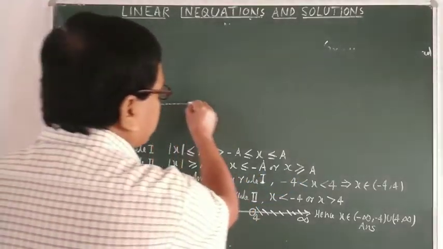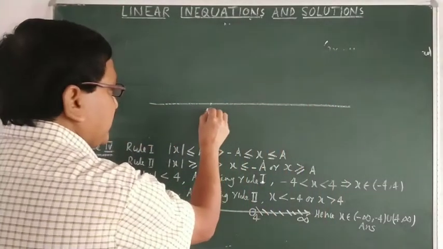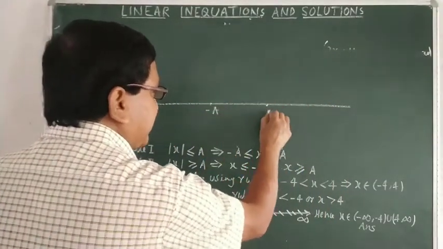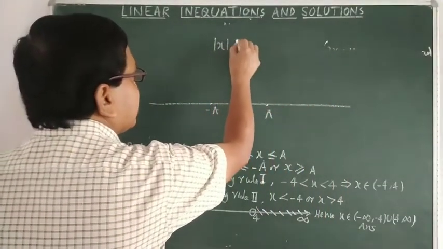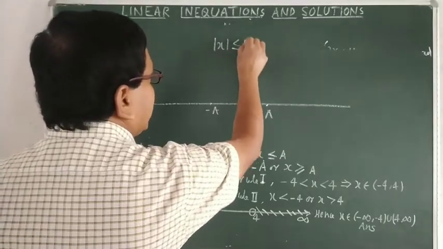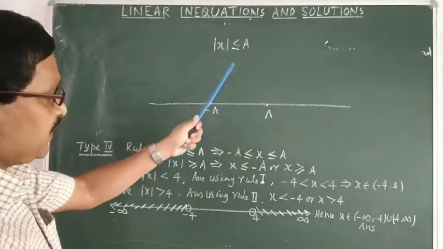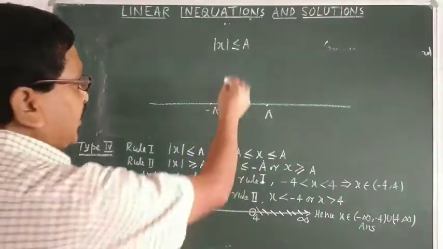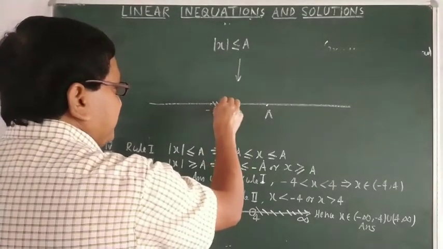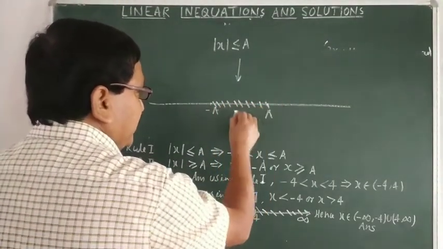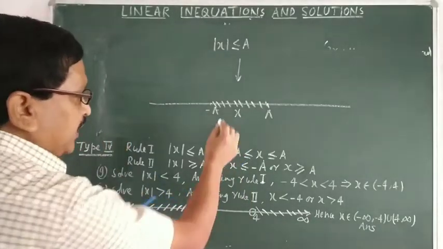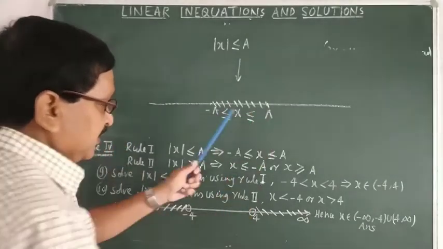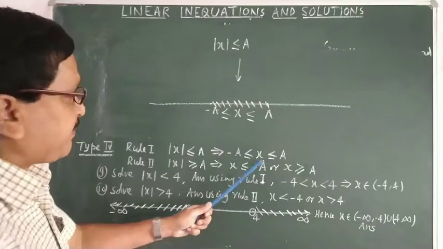You can learn more from here. Minus a and a. This is mod x less than or equal to a. In case of less than or equal to a, your answer will be in between this x. So this is your answer. This is a remembering tip.